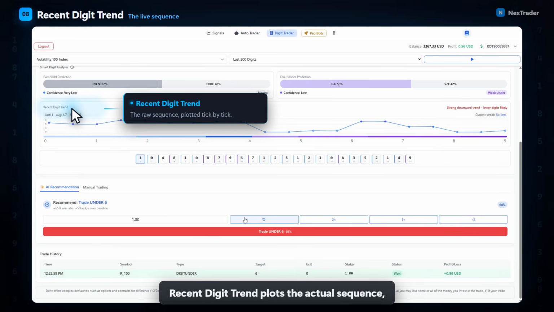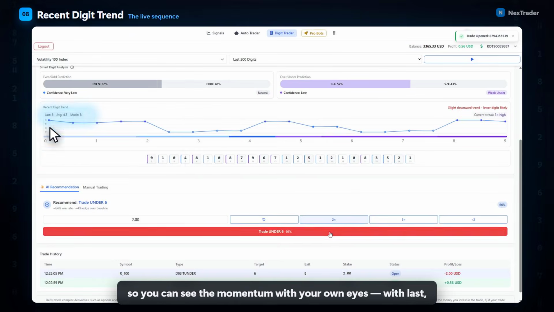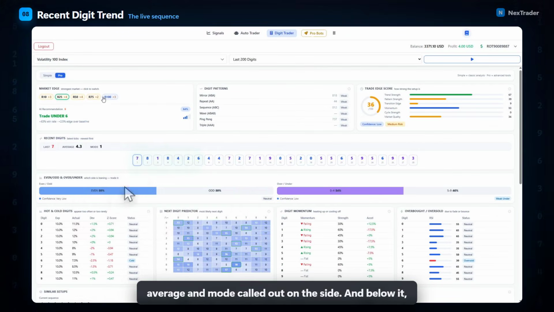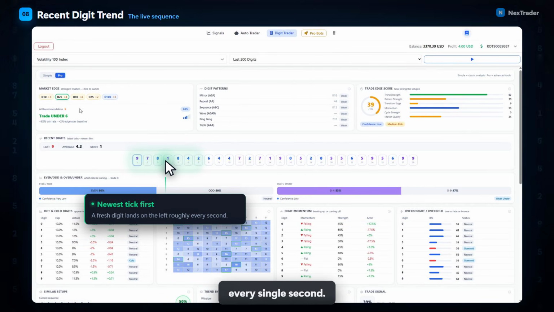Recent digit trend plots the actual sequence, so you can see the momentum with your own eyes, with last, average, and mode called out on the side. And below it, the live digit strip. The freshest tick drops in on the left every single second.